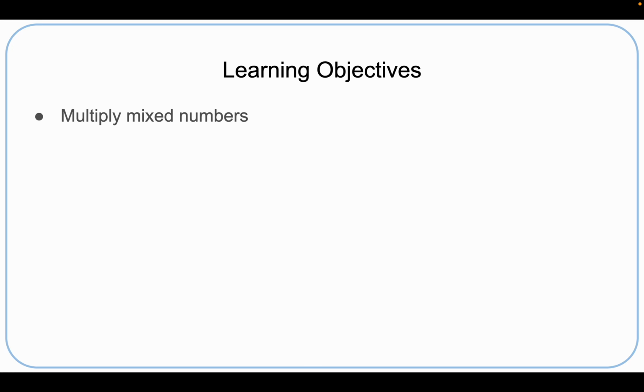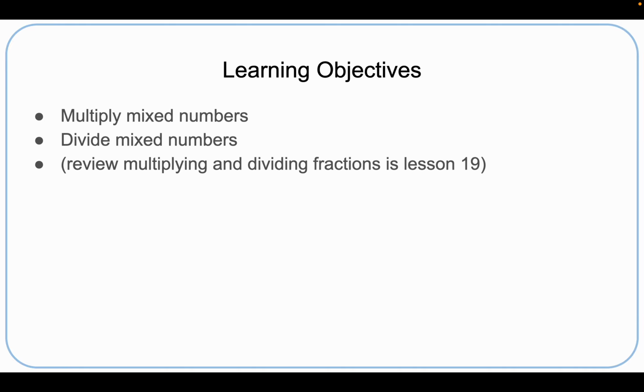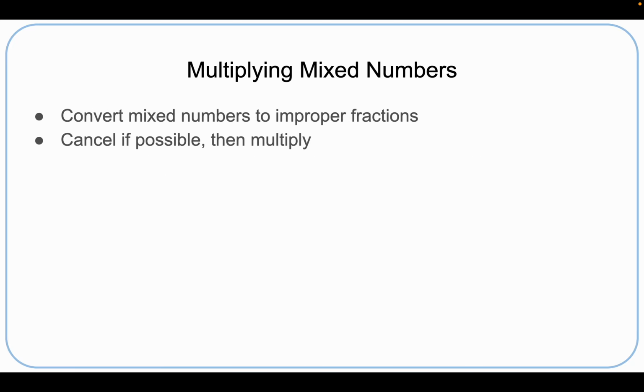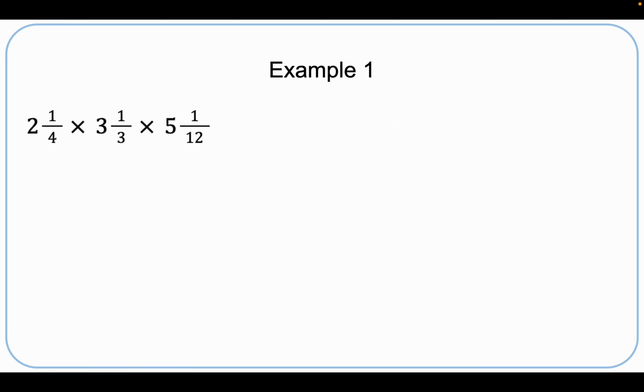Our learning objectives today are to multiply mixed numbers and to divide mixed numbers. And if you need a review in multiplying and dividing fractions, like we just did in the warm-up, that would be back on lesson 19. Okay, so for multiplying mixed numbers, all we need to do is convert our mixed numbers to improper fractions, and then we can go ahead and cancel if possible and then multiply. So it's just one little more step than what we were doing before.